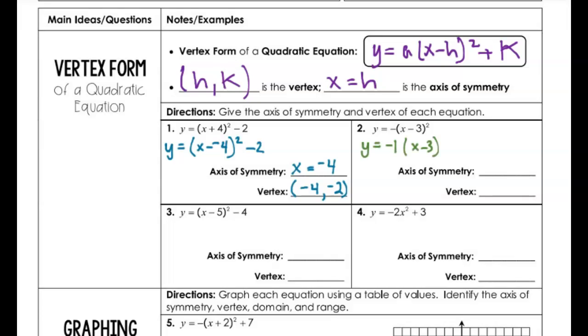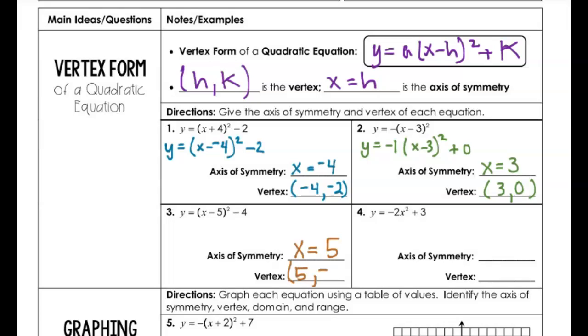In the next equation, I'm just rewriting this so that you can see that the value in front, a, is negative. Remember that will tell us that the parabola opens down, and the h is +3 and the k is 0, so the vertex is 3, 0, and the axis of symmetry is x equals 3.